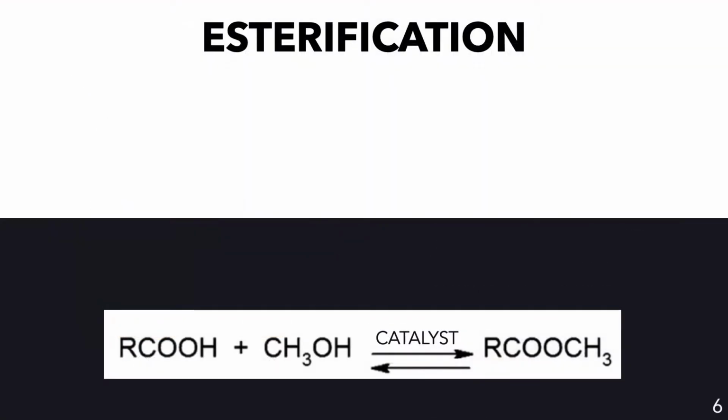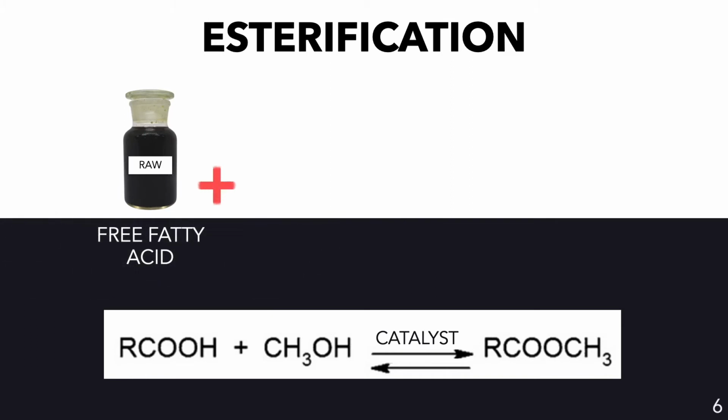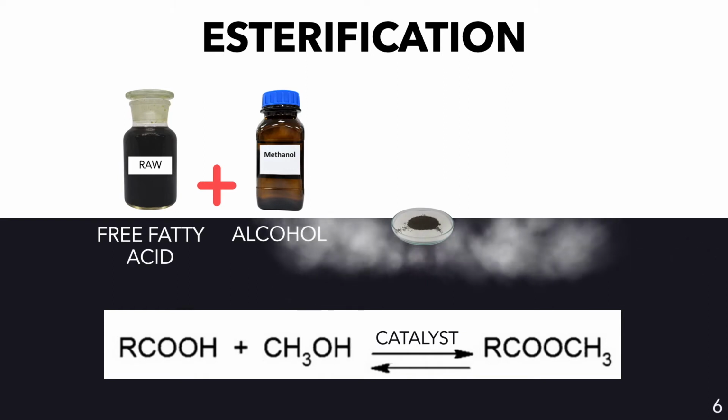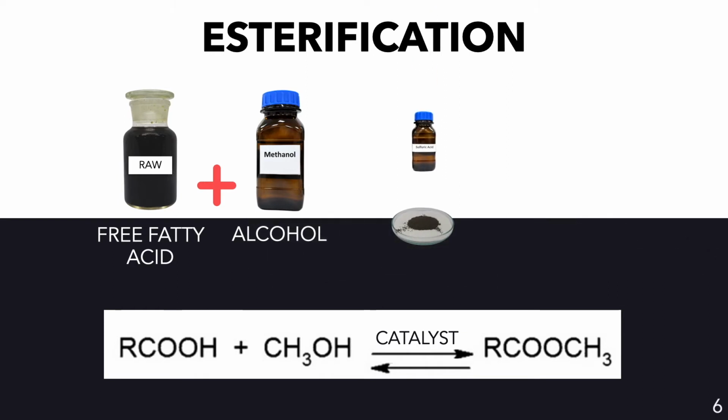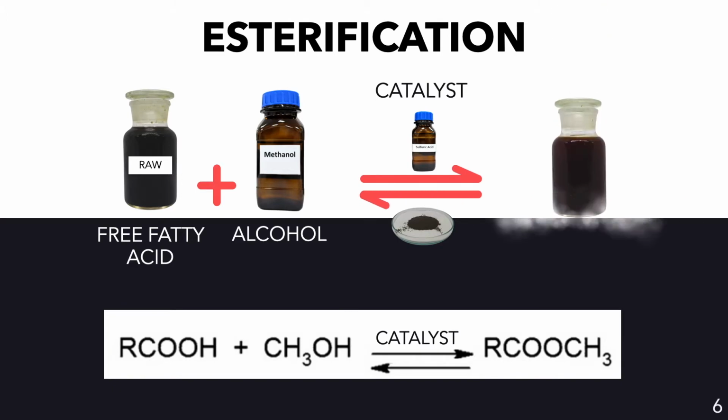This slide will focus on the esterification process. Esterification can reduce the free fatty acid by a reaction between the free fatty acid from the raw material and the alcohol, using a catalyst to make the reaction faster. Using a homogeneous catalyst like sulfuric acid is popular because it is easy to use.